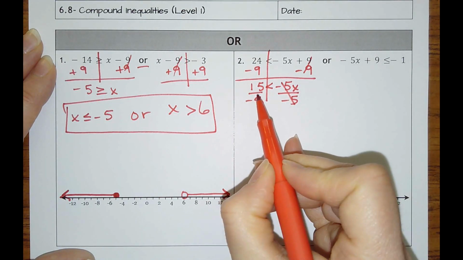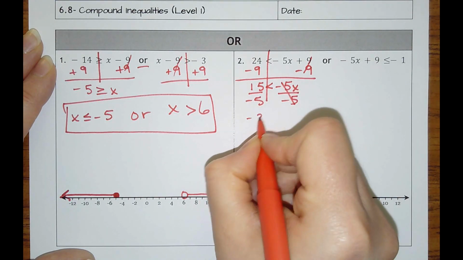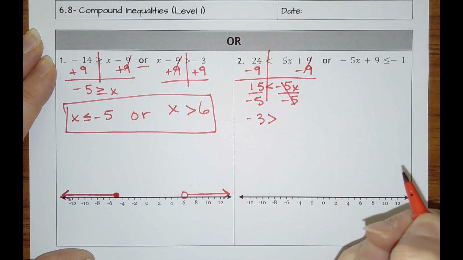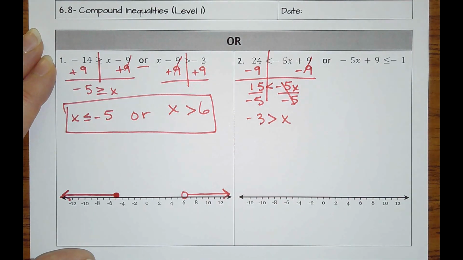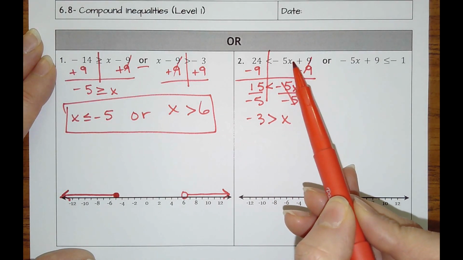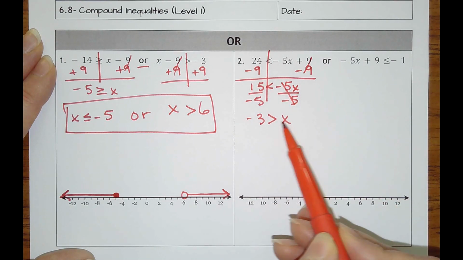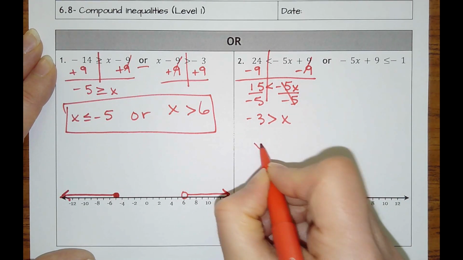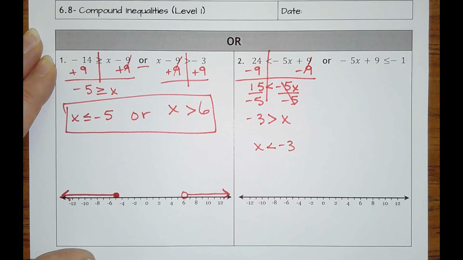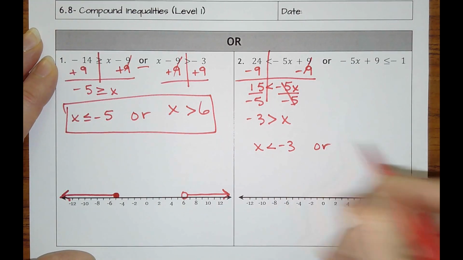Okay, I'm going to drop everything straight down. 15 divided by negative 5 is negative 3. I'm flipping the symbol, bringing down x, but I want to rewrite it. So before, in the beginning, x was on the greater side of the symbol. Now x is on the less than side. So I'm going to write x is less than negative 3. So that's what it's saying, any number smaller than negative 3 is going to work. Or it's going to be something else.